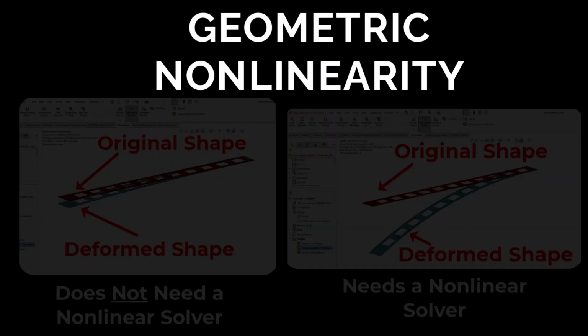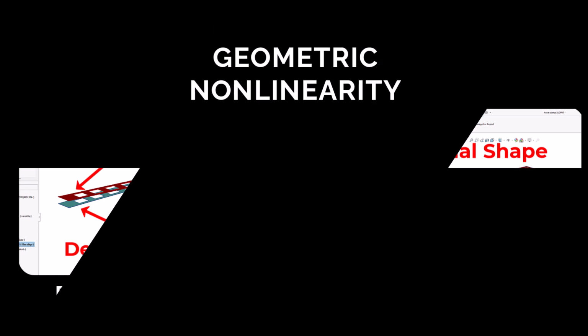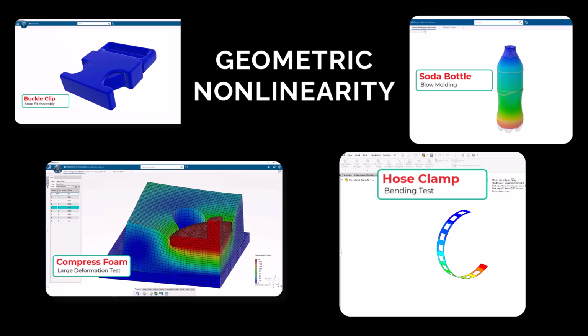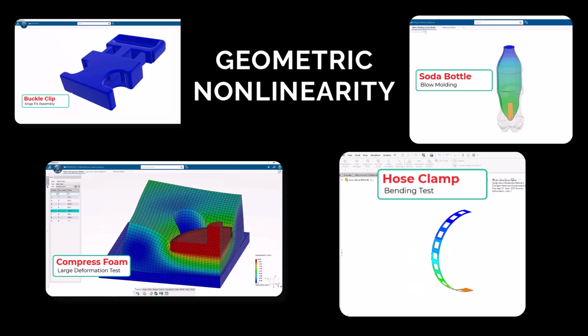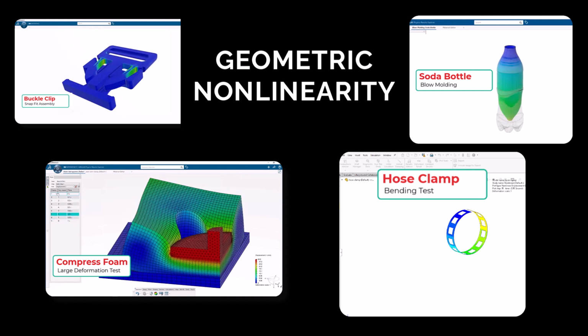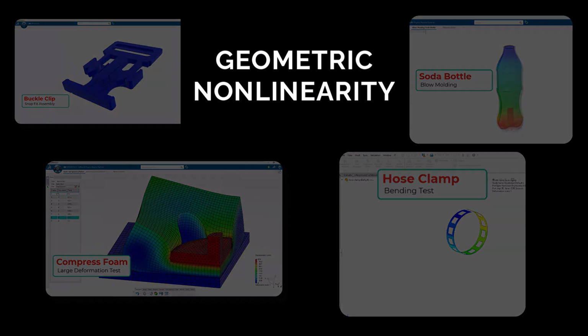Here's a quick way to tell. If you look at your part from a distance and it looks significantly different in its deformed state compared to its original shape, you're most likely dealing with large displacements and need a nonlinear solver. Here are a few examples of simulations with geometric nonlinearity. Even if the part returns to its original shape when the loading is released, the large change in shape would still be a geometric nonlinearity.